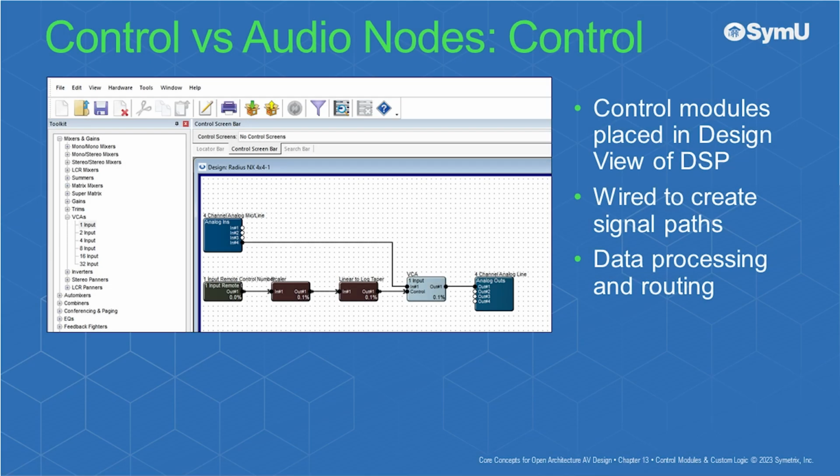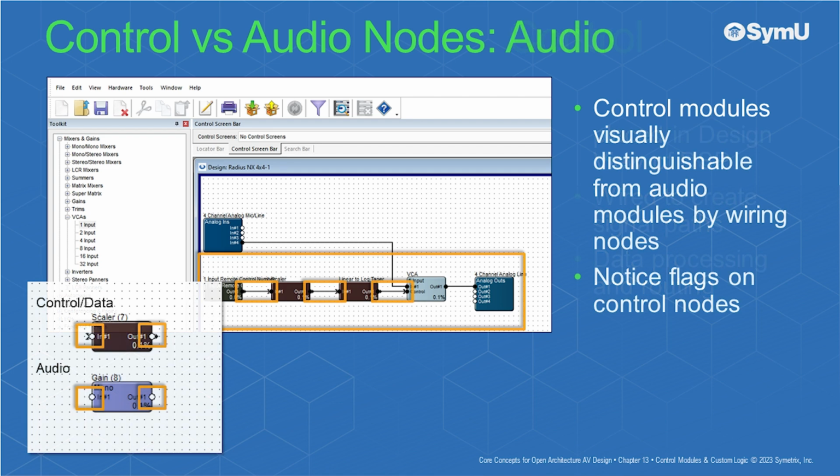Control modules are placed in the design view of a DSP and wired together to create signal paths that process and route data. The control modules are visually distinguishable from audio modules by their wiring nodes. Notice the flags on the control nodes.